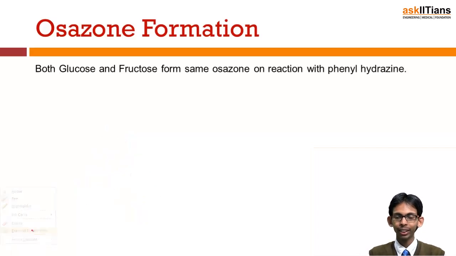Okay. Now there is an important reaction of glucose or any other monosaccharide, that they undergo osazone formation, and there is one thing that glucose and fructose both form the same osazone when they are reacted with phenylhydrazine. Now what happens when it is reacted with phenylhydrazine? Actually we have CHOH groups, and finally CH2OH.